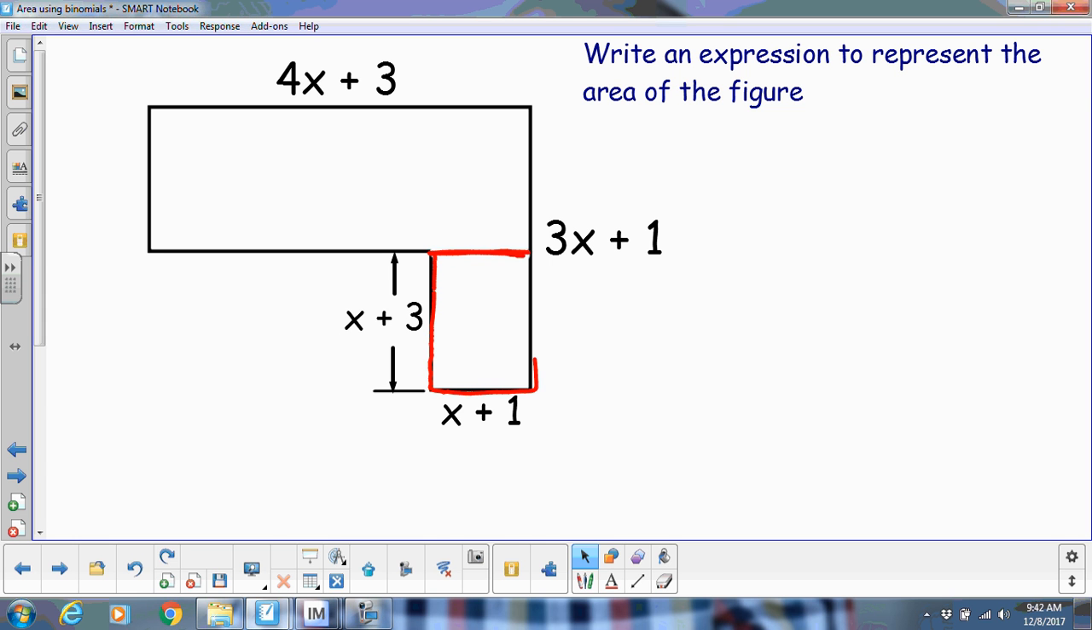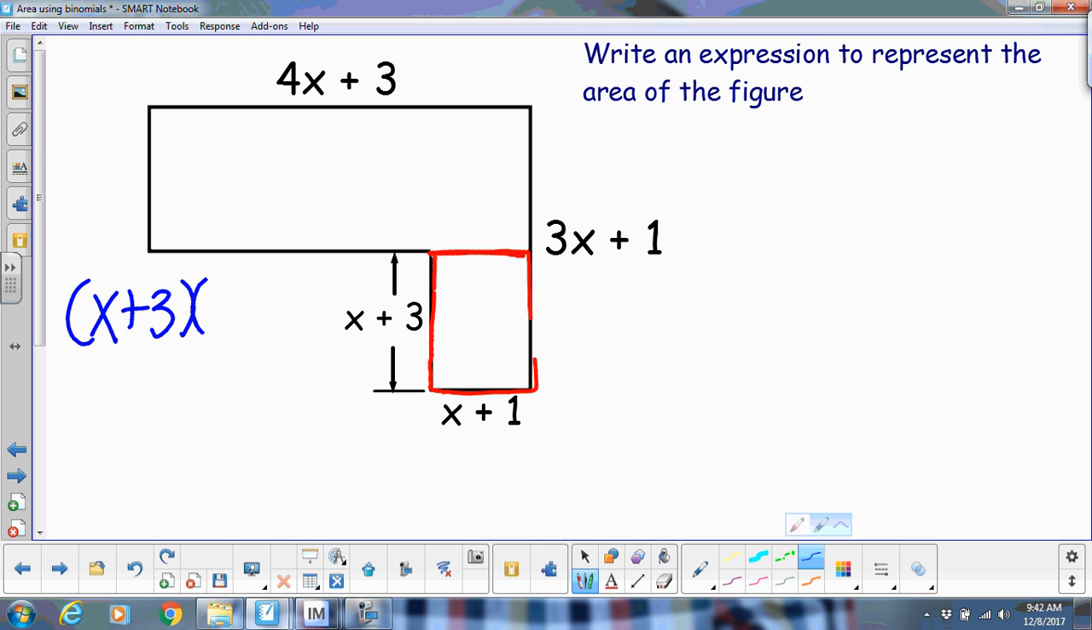What are we going to multiply for the small one? X plus 3 and x plus 1. You're not doing that yet. Okay, you're not doing that yet. We're just setting it all up. All right, let's look at the larger one. Okay, so I need the whole side of 4x plus 3. Does everybody see that?